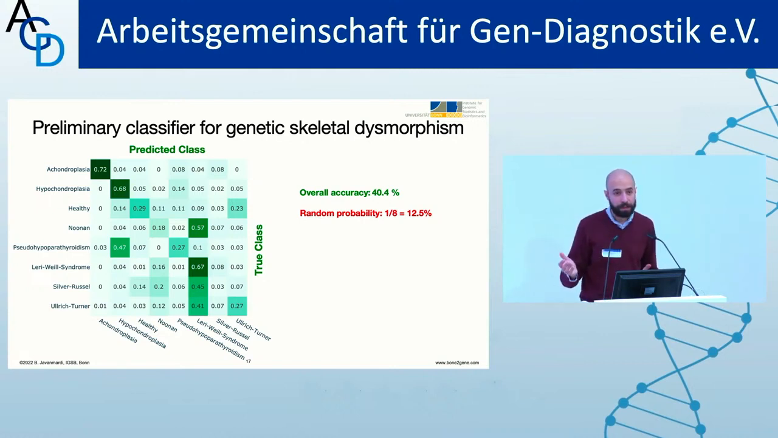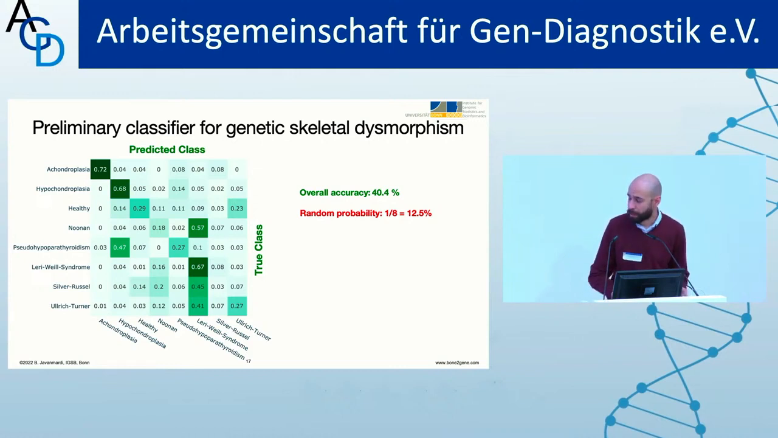And the off-diagonal information is showing us how the model, or AI, is confusing different classes. For example, the model confuses or misclassifies 47% of pseudo-hypoparathyroidism as hypochondroplasia, or 41% of Ulrich Turner is misclassified as Léri-Weill syndrome.